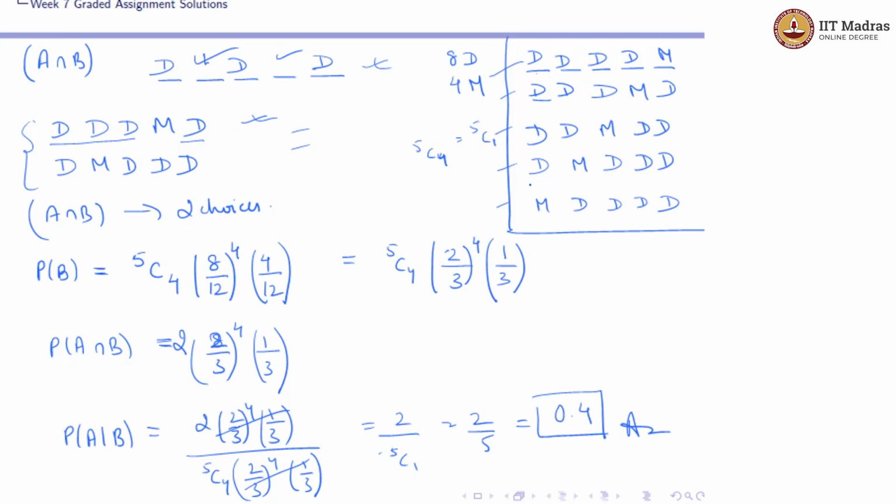You have to find the probability that on the first, third and fifth positions your chocolate should be dark. If you look at all these 5 cases, only in two of them do you have dark chocolates on the first, third and fifth places. So out of a total of 5 cases, you have only 2 cases where the chocolates are dark in the first, third and fifth positions. So the probability will be 2 by 5, that is 0.4.